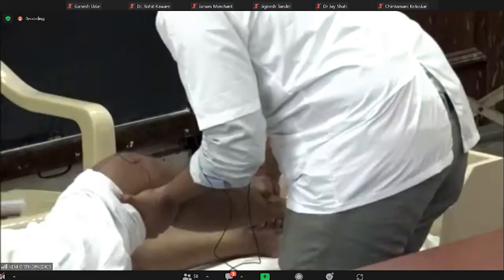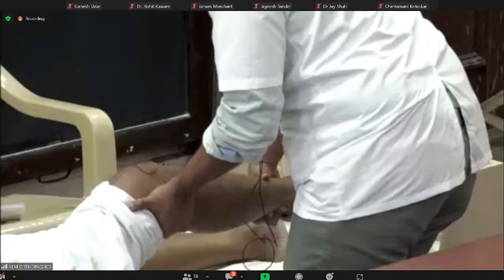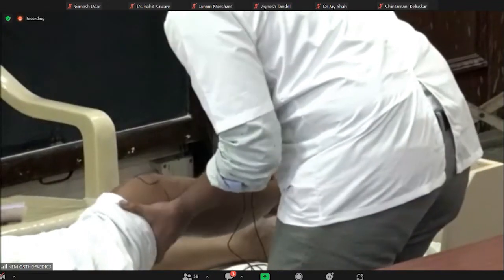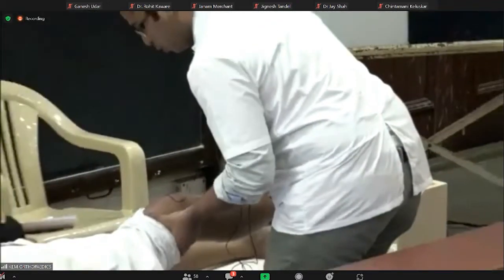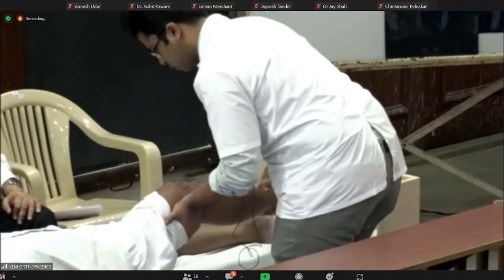Where are you giving the varus valgus stress? So I've held my hand above the ankle, and then at the lower end of the femur, and then I'm giving a valgus thrust.